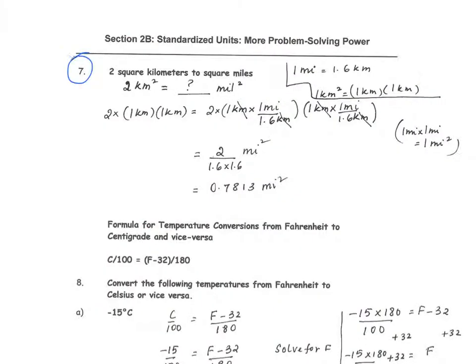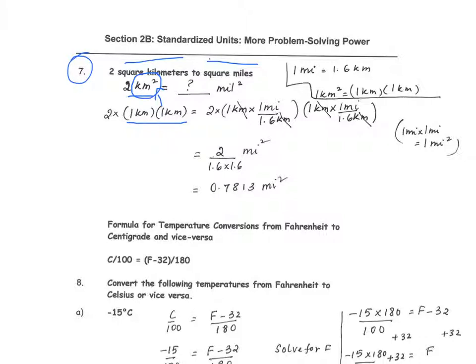The next question, we're changing square kilometers to square miles. So 2 square kilometers is how many square miles? So how do we represent square kilometers? It's 1 kilometer times 1 kilometer, which gives us 1 square kilometer. So the exponent tells us how many times to multiply 1 kilometer. So 2 kilometers square is the same as 2 times 1 kilometer times 1 kilometer.